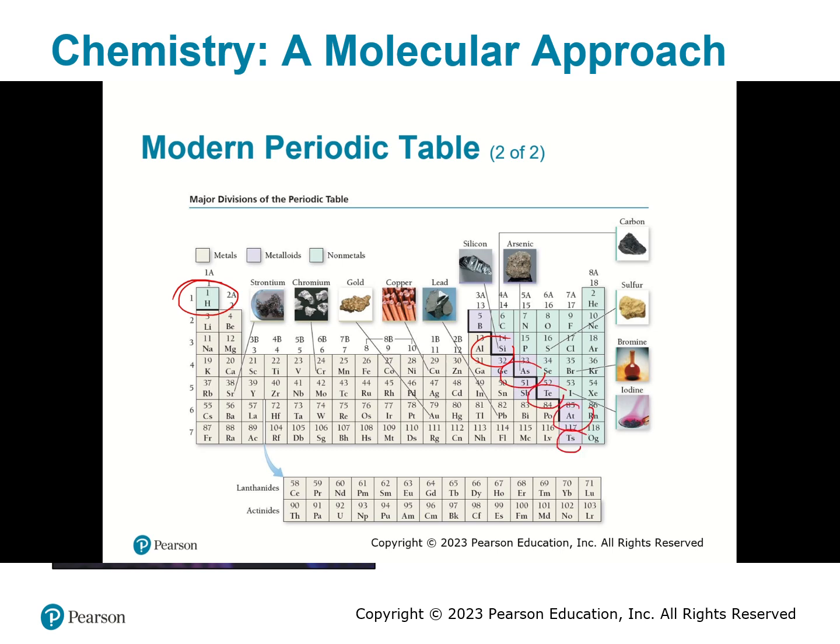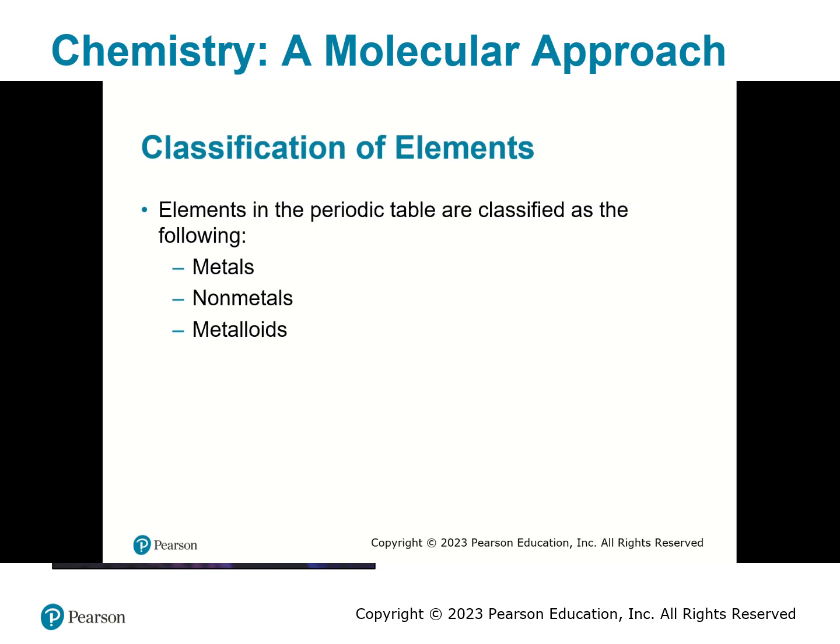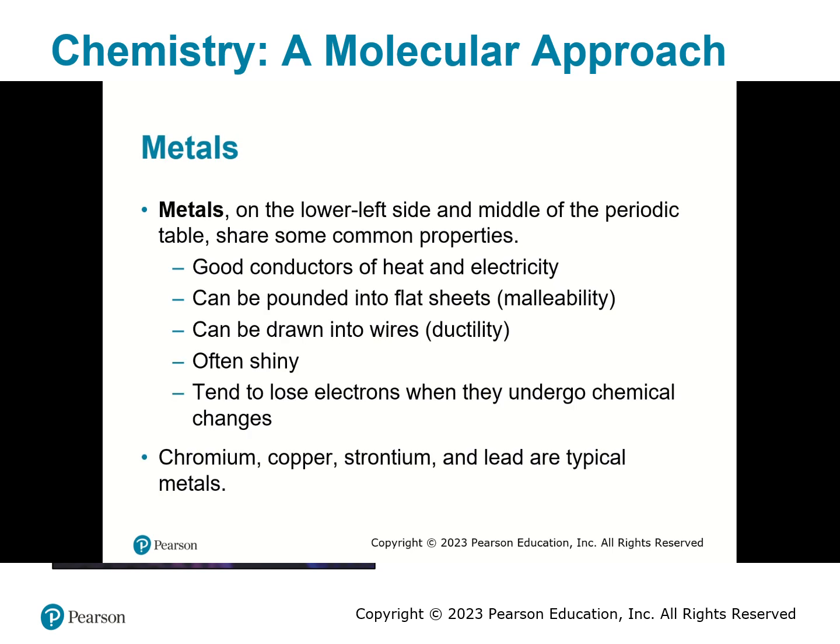All those elements are metalloids, so they have characteristics of both metals and non-metals. Okay, so we have non-metals like carbon, sulfur, bromine, iodine, all those over here. So elements in the periodic table are classified as metals, non-metals, and metalloids. We know the metals are on the lower left side and the middle of the periodic table. So all this over here are metals.